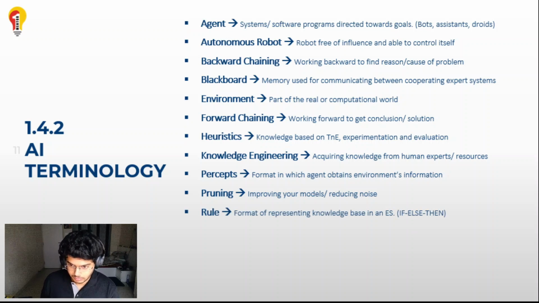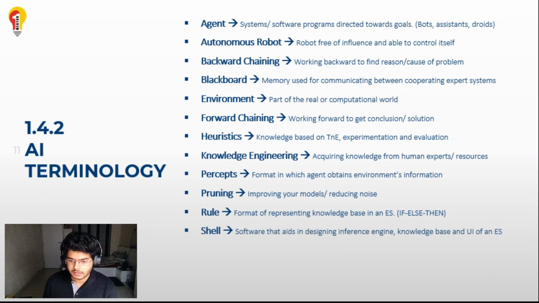Rule is the format of representing the knowledge base in an expert system, which also goes by if-else-then statements. If you know the basics of programming, then these kinds of terminologies are stated as rules in terms of AI. Shell is a software that aids in designing inference engines, the knowledge base and the user interface of an expert system. You can remember Shell as a software where you program your AI.